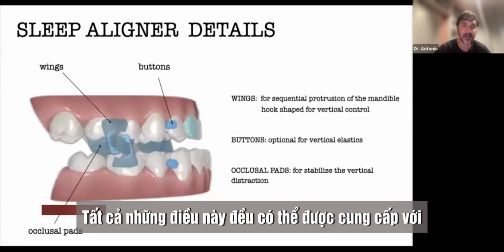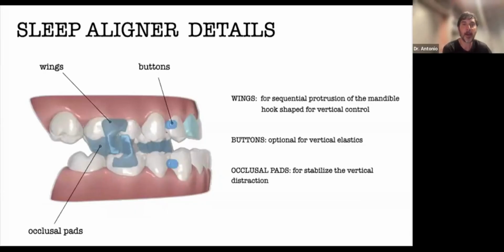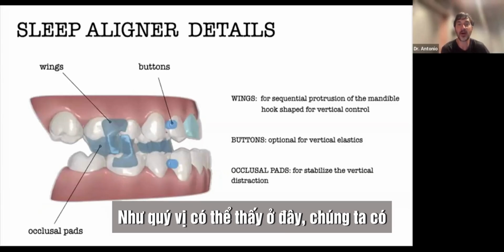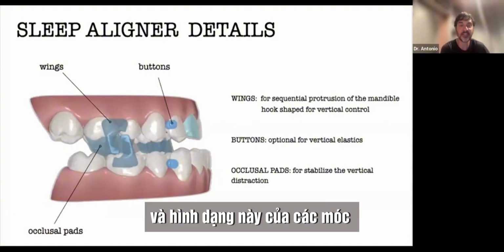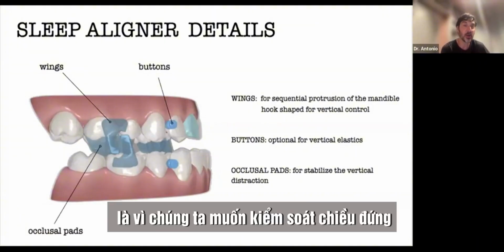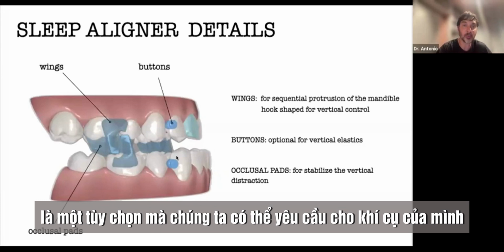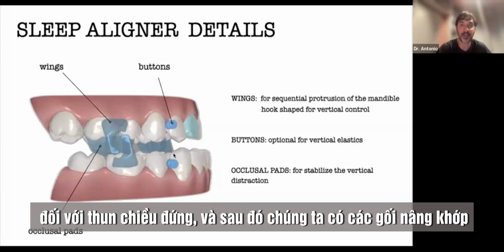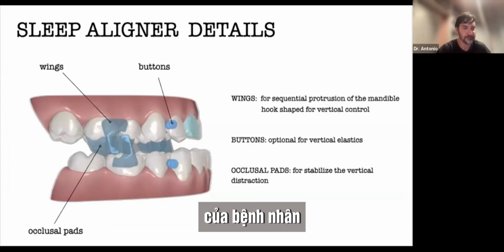All these things can be provided with the sleep aligner from Smartee. As you can see here, we have hooked wings for sequential protrusion of the mandible, and this shape of the hooks is because we want the vertical control. Then we have buttons, that is an option that we can ask for our device for vertical elastics. And then we have occlusal pads to stabilize the vertical distraction of the patient.